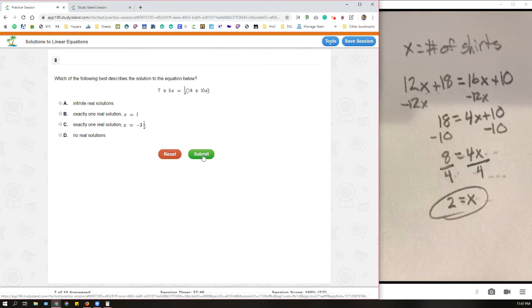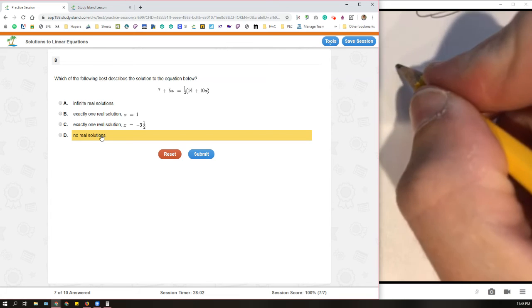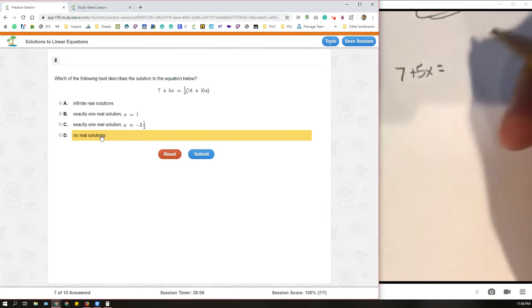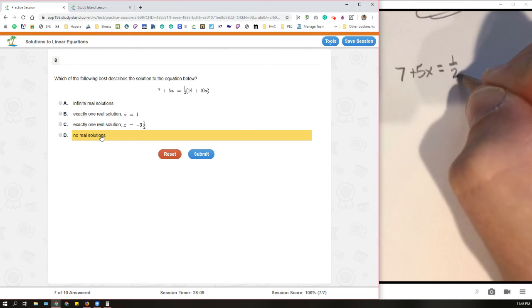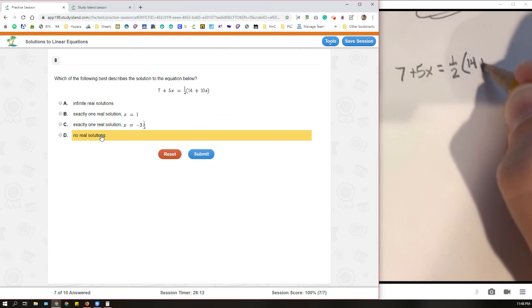All right, which of the following best describes the solution to the equation below? Is there infinite solutions, one real solution, and it's 1, one real solution, and it's negative 3.5, or are there no solutions whatsoever? Let's go ahead and solve this equation. The left side says 7 plus 5x, and that must be equal to the right side, which is 1/2 times 14 plus 10x.